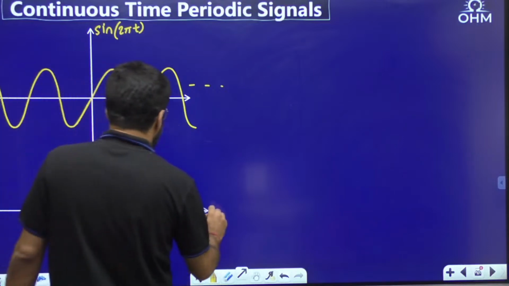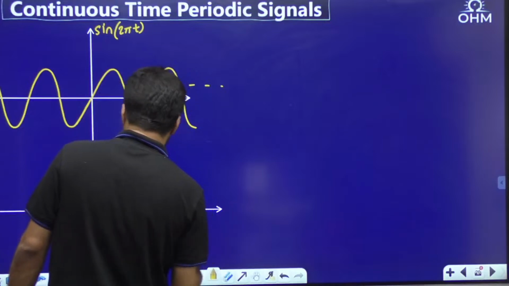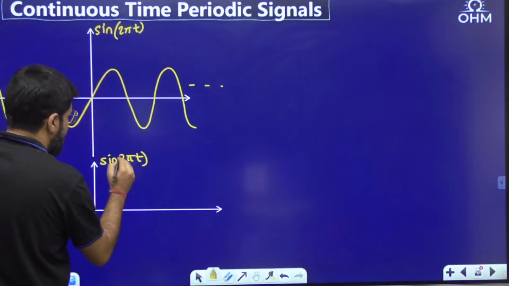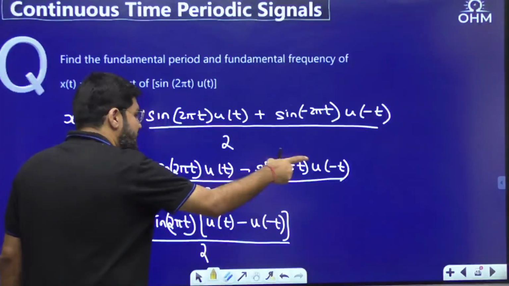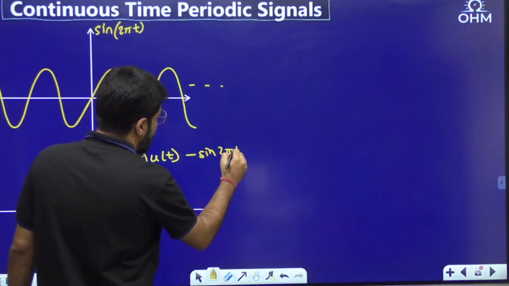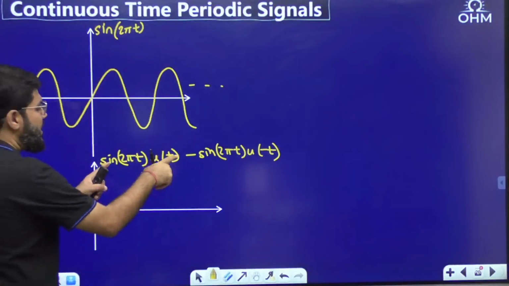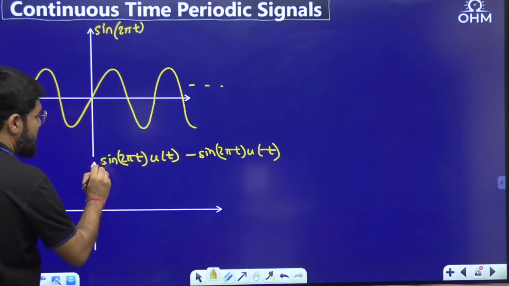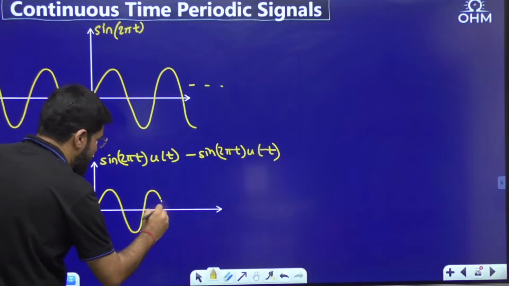just have a look into it here. In the given question, my signal is sine 2 pi t u(t) minus sine 2 pi t u(-t). That is the given signal. So sine 2 pi t into u(t) will be there for the right side. Whenever t is greater than 0, u(t) will be 1, so sine 2 pi t into 1 is the sine 2 pi t waveform. Whatever the actual sine waveform is, just copy it.